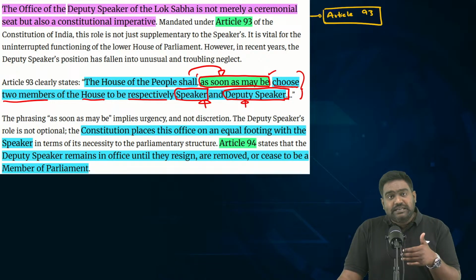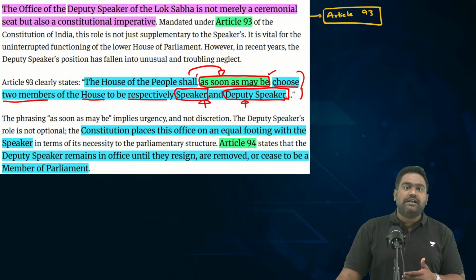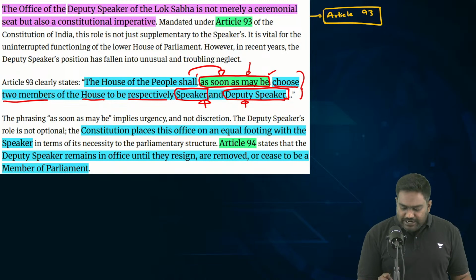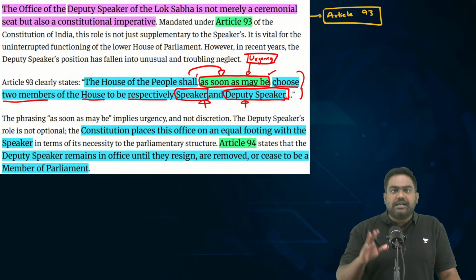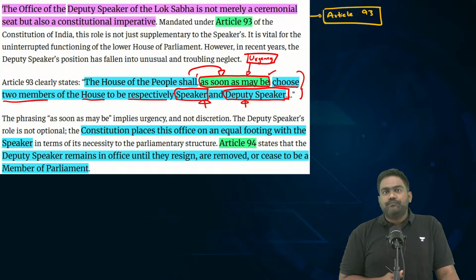It doesn't mean you can simply delay the appointment or ensure that the position remains vacant. There is a sense of urgency attached to this, which currently is missing, because for the last 6 years, the office of Deputy Speaker has been left vacant. So let's understand why this is so important.